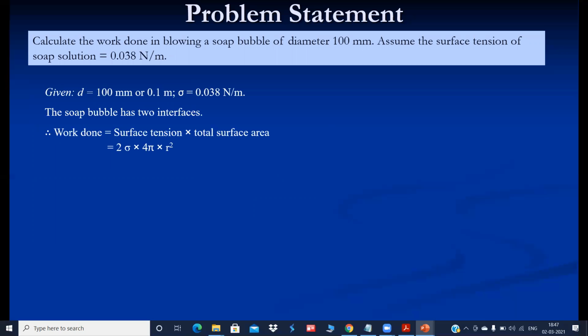There are two surfaces of the soap bubble which are formed, because it is formed in the air. So 2 sigma into area of the sphere, that is 4 pi r square. So that comes around this value, and this is the work. This much work is required to form the bubble. Or if the pressure is asked, the formula for a bubble is 8 sigma by d or 4 sigma by r. So that formula we can use.